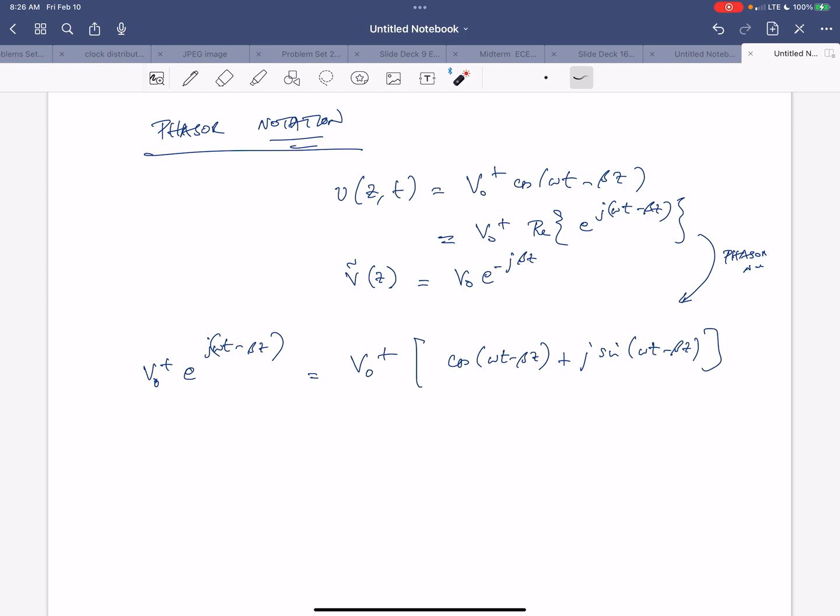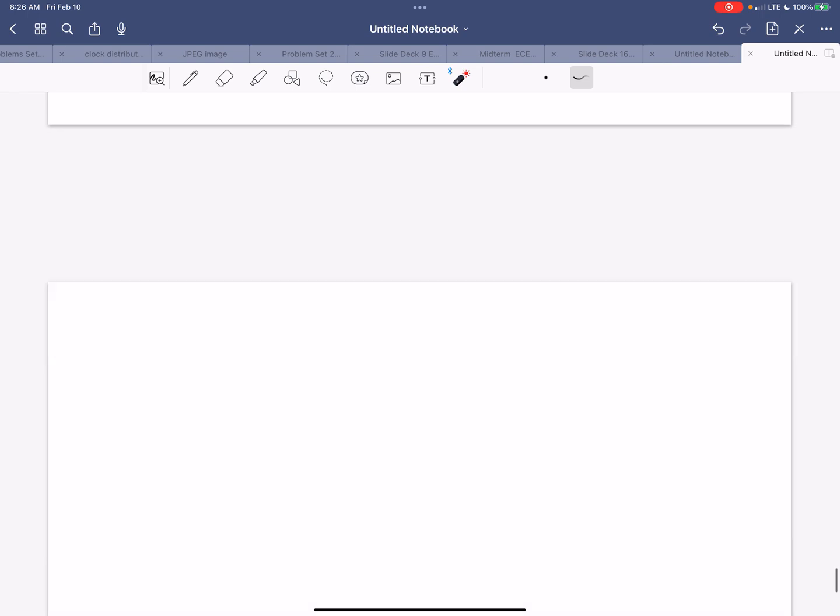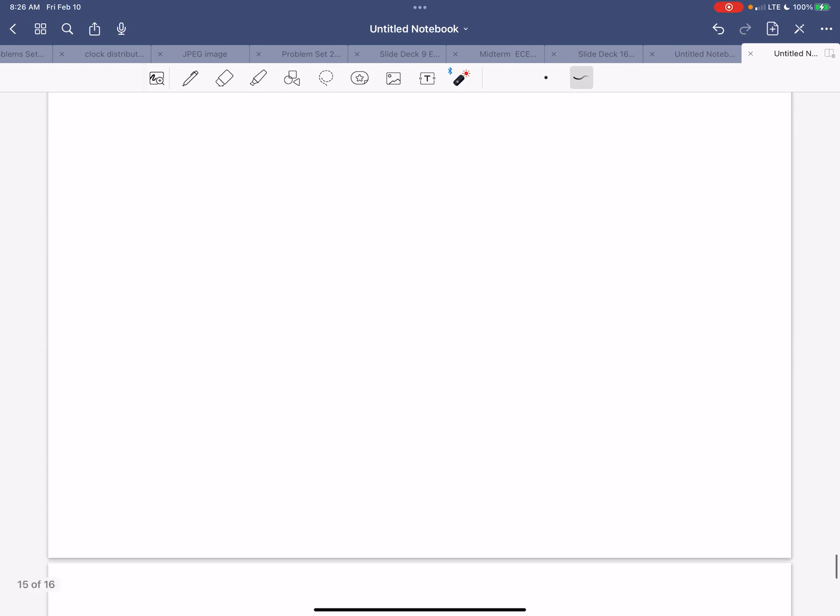Okay? So what we described is a transmission line, and again, the transmission line has a characteristic impedance and a delay through it.